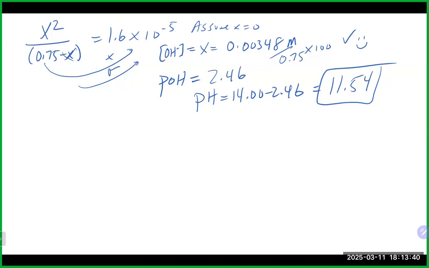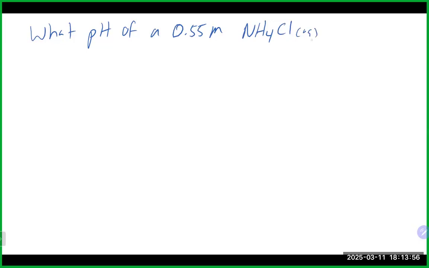Let's try one more. I'll just make up, why not? See how we do. What is the pH of a 0.55 molar ammonium chloride solution? The Kb of NH3 is 1.8 times 10 to the minus 5.